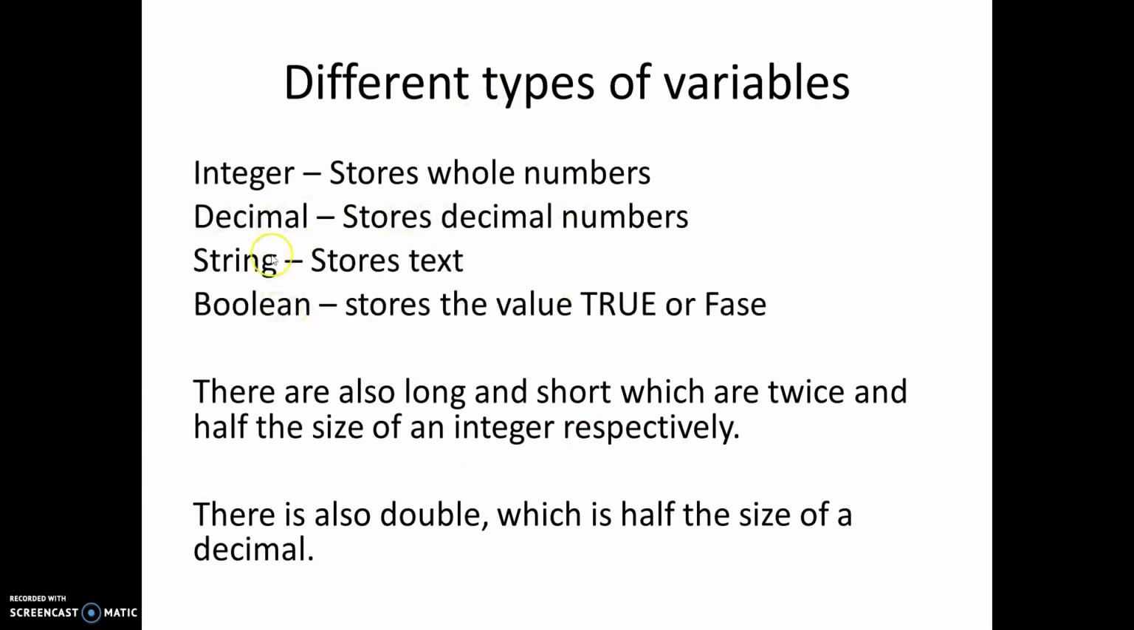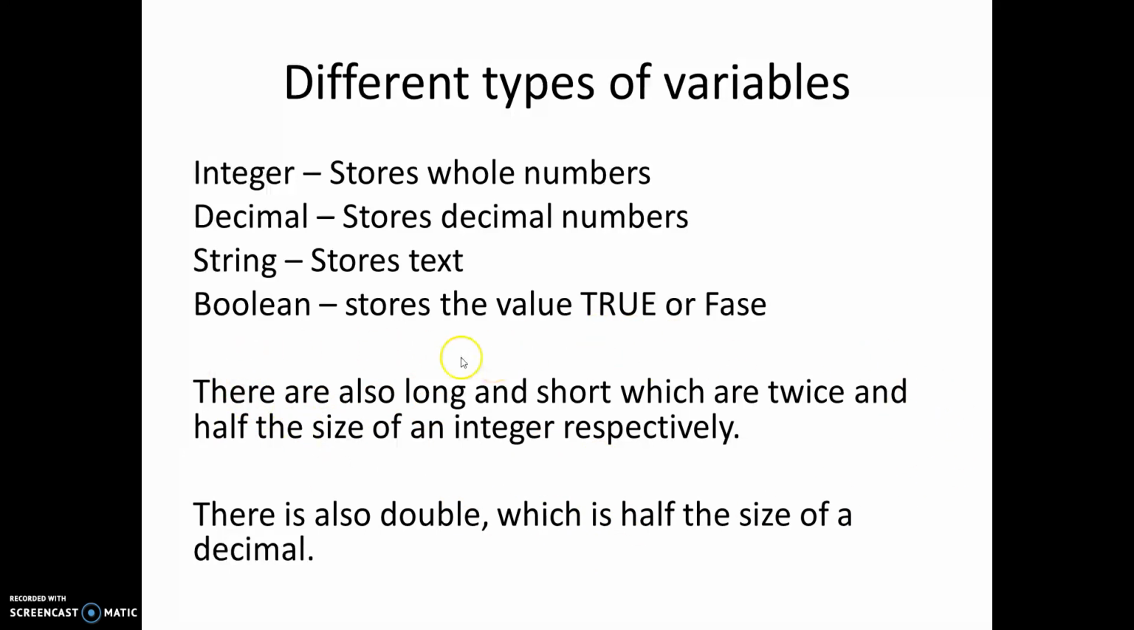First, the variables we're going to go over are integer, which stores whole numbers; decimal, which stores decimal numbers; string, which stores text; and booleans, which store either the word true or false. We've already worked with these, so you're pretty familiar with using them. There's also a long and short, which are twice and half the size of an integer respectively. I'm not going to be holding you responsible for this.